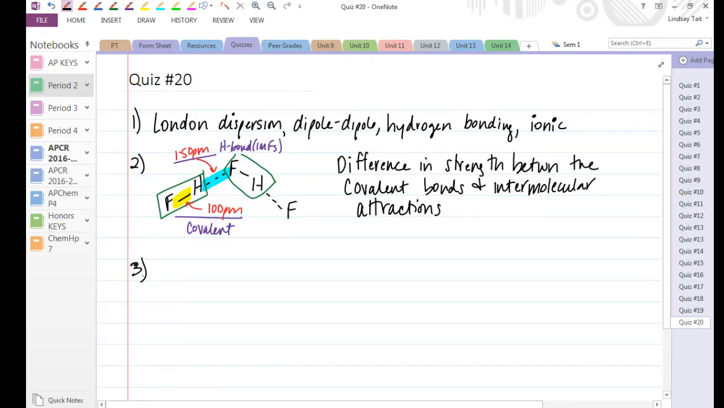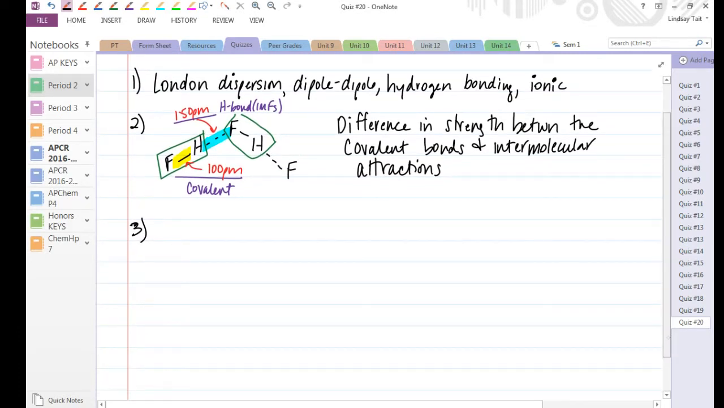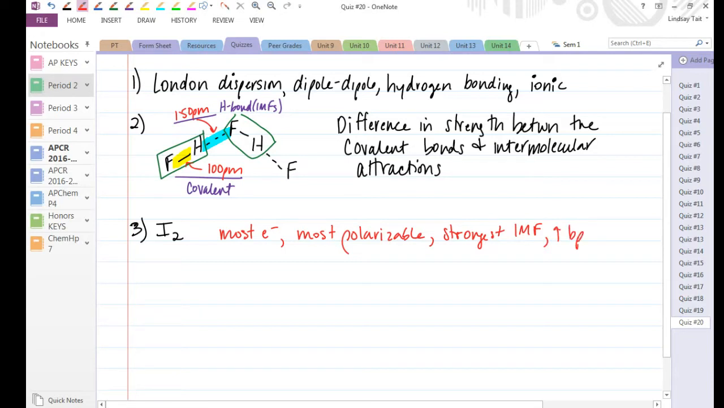All right, number 3, which of the following would you expect to have the highest boiling point? And it was all of the diatomic halogens, fluorine, chlorine, bromine, and iodine, in varying orders. And so the answer to this question was the iodine, because it had the greatest number of electrons, which meant it was the most polarizable, which means it would have the strongest IMF or intermolecular attractions, and therefore it would have the highest boiling point. That's kind of your logic in terms of an FRQ.